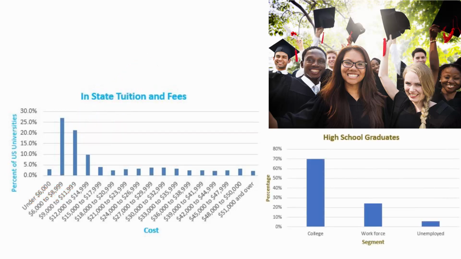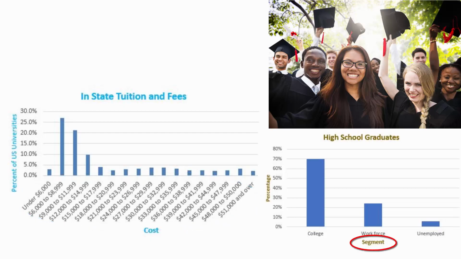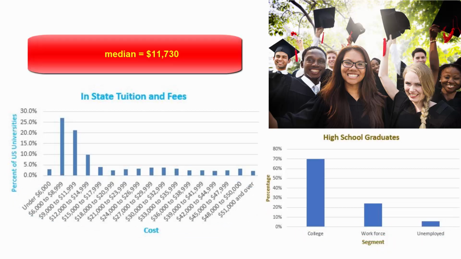Compare these two graphs. Note the x-axis for each. The variable of interest in the tuition and fees is quantitative, and so are the values of the x-axis. For graduated seniors, it's categorical. We have the categories of college, workforce, and unemployed. The statistics from the histogram on tuition can include mean average, median average, and measures of spread like range.